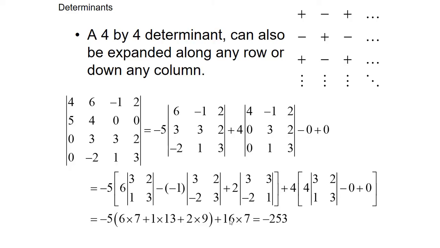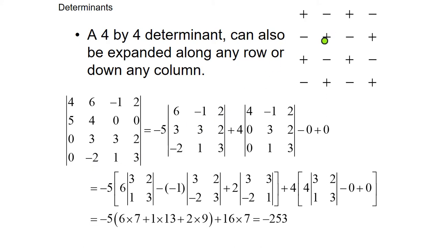We can indeed find a 4 by 4 determinant. Again, we use the same table here. For a 4 by 4 determinant, we put an extra row and column onto the 3 by 3 table here. So we have it in terms of a 4 by 4 grid of pluses and minuses. Let's expand in this case along the second row. So it's the signs along here, minus 5 times the 3 by 3 not involving this row or this column. So it's 6 minus 1, 2, 3, 3, 2, minus 2, 1, 3.